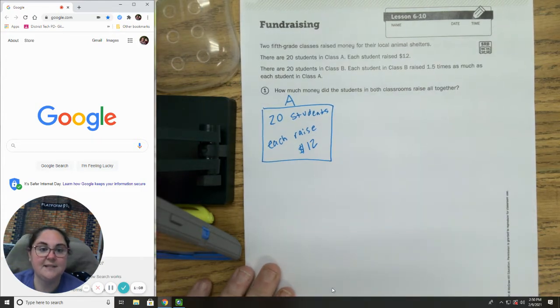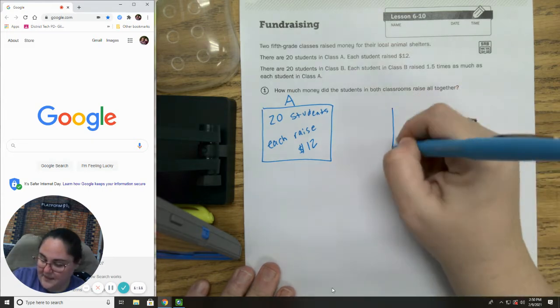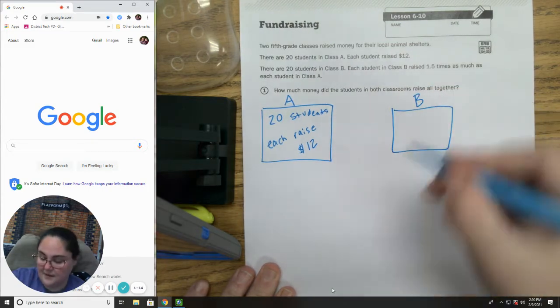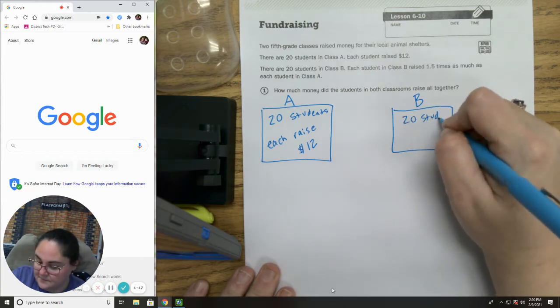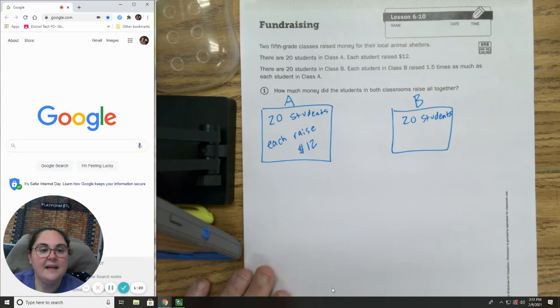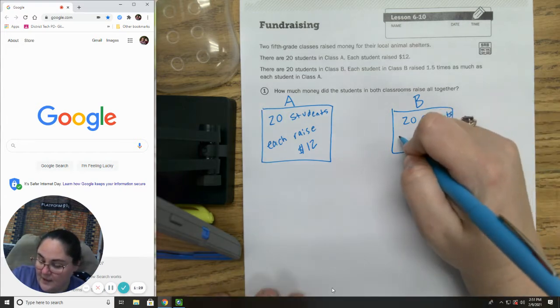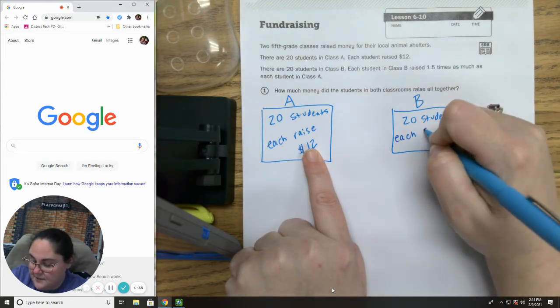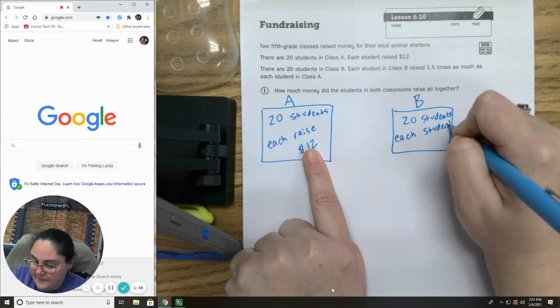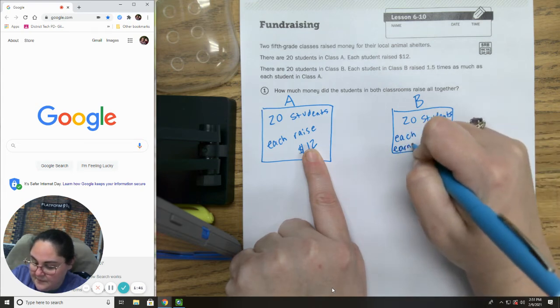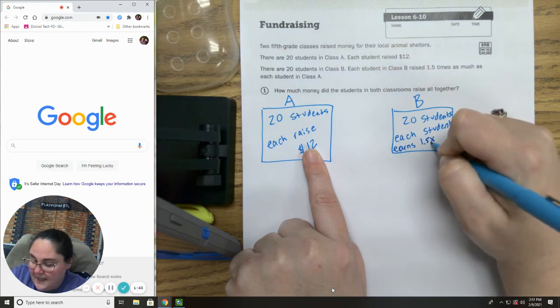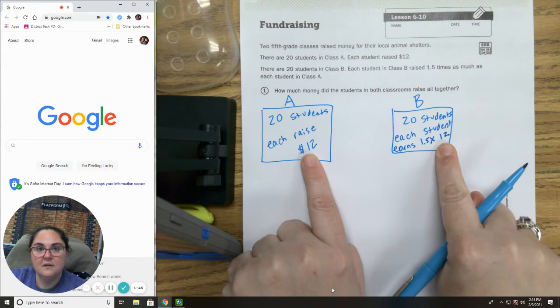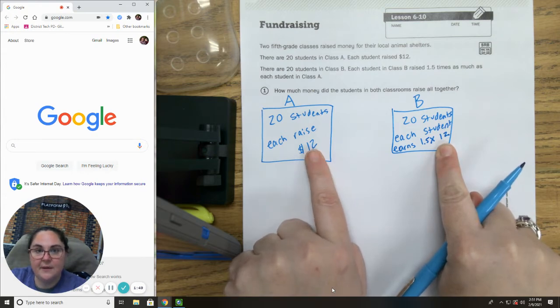There are 20 students in Class B. Okay, so Class B, 20 students. Each student in Class B raised 1.5 times as much as the student in Class A. So they earned 12 each here. So each student earns 1.5 times 12. 1.5 as much as this amount. Does that make sense?